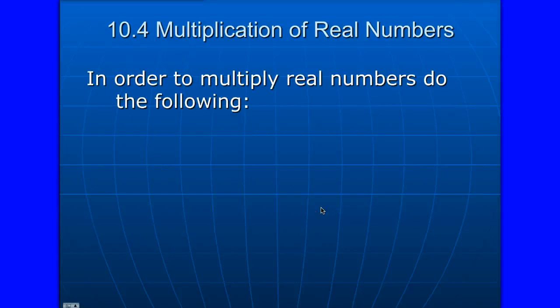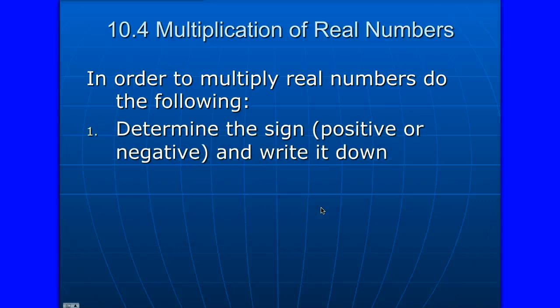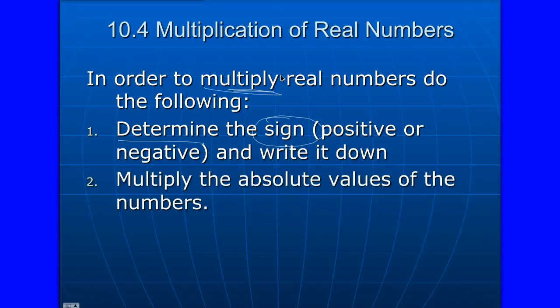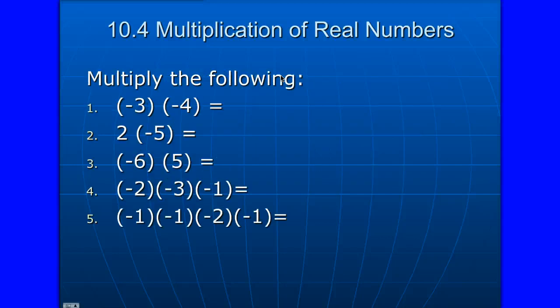Because of those rules, this is at the bottom of page 7. There's nothing to fill in this blank, but this is just showing you how to. The first thing that you should do is determine the sign when you multiply. We're talking about when you multiply real numbers, integers, positive and negative numbers. Determine the sign and write it down. If it's negative, write down the negative sign. Then you just take the absolute values and multiply them, and that's your answer. Simple enough.